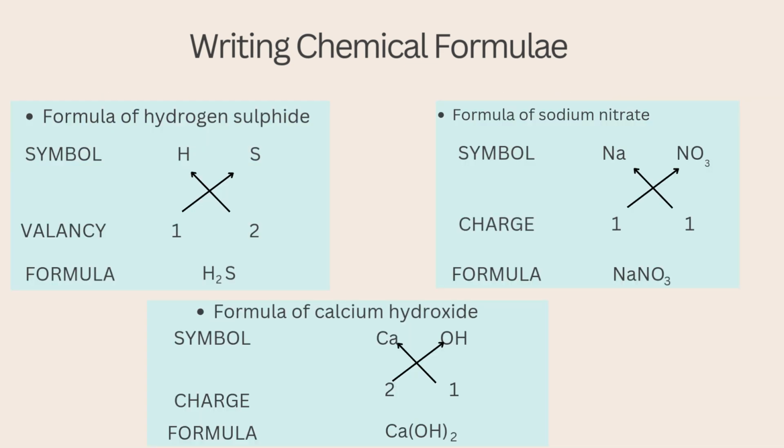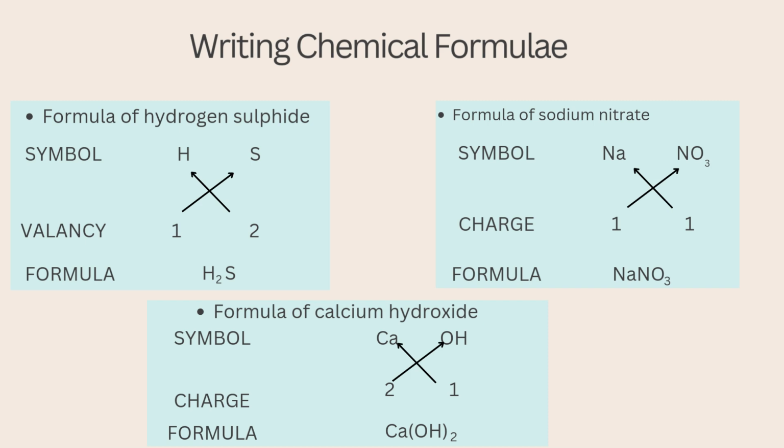Here in this section, we are writing the chemical formulas of some compounds. First of all, hydrogen sulfide. For the hydrogen sulfide compound, its elements are hydrogen and sulfur. First of all, we have to write the symbols of these elements. It is H and S. Then we have to write the valencies. For hydrogen, it is 1, and for sulfur, it is 2. Then we have to exchange the valencies. This is done to balance the valencies. So we will get the formula as H2S.